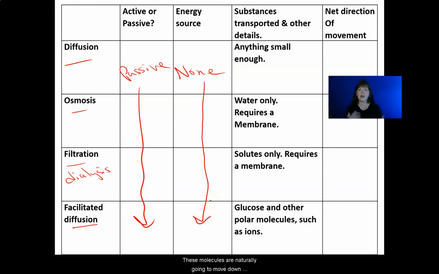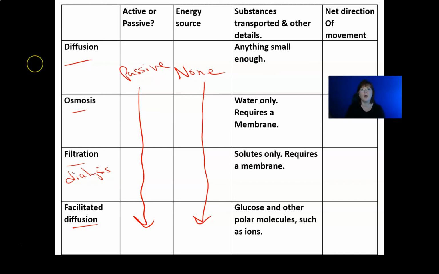These molecules are naturally going to move down their electrical gradients or down their concentration gradients, either towards something of an opposite charge or to where there's less of that molecule. It's a little bit like a crowd of people in one area of a room. If they keep bumping into each other, eventually they kind of spread out so they're not bumping into each other as often.